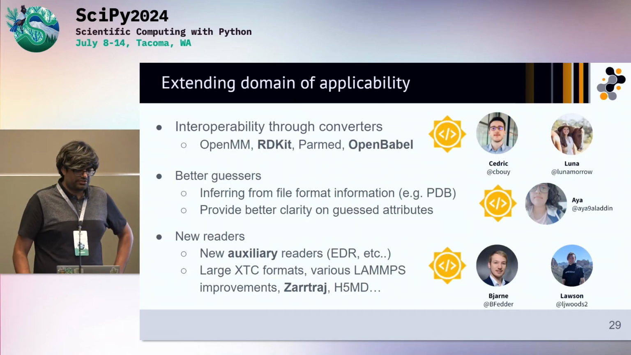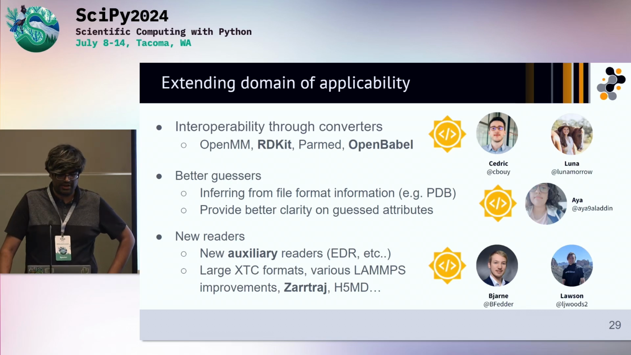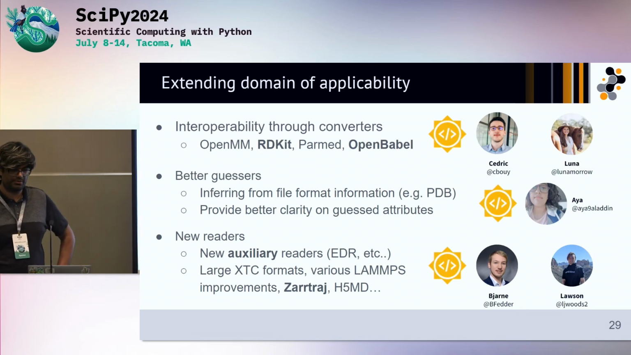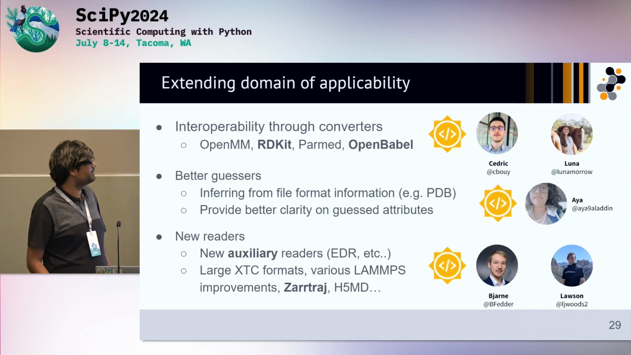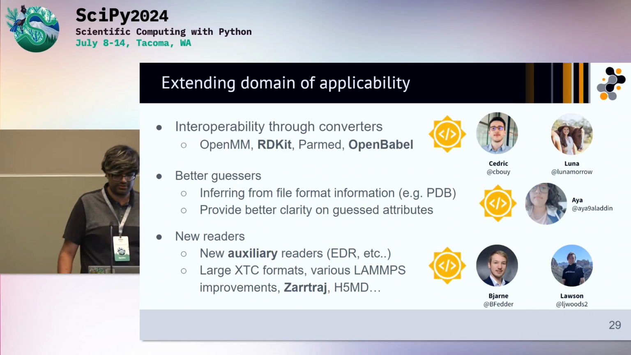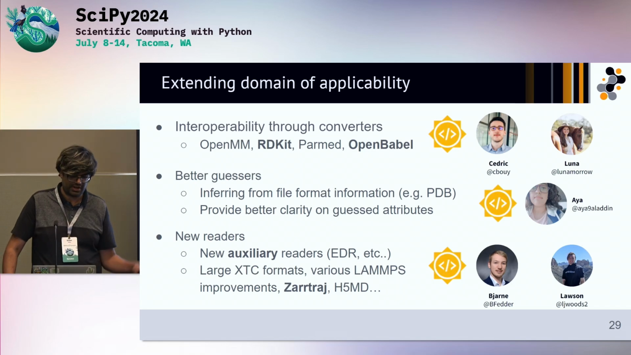Then we're also looking to extend our domain of applicability. So this is a variety of things. We want to increase our interoperability for our converters. So Cedric several years back did an RDKit converter, and Lily's working on an OpenBabel one. And then hopefully we'll have ones for ASE and OpenFF Interchange soon.